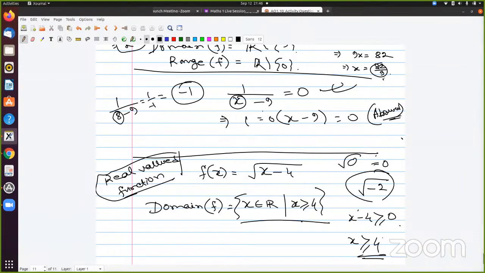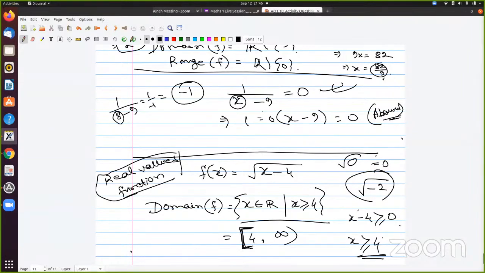Clear? And what is the other way we can write it? We can write it as 4 to infinity. The bracket at 4 is square, called closed, because we are including 4. Any doubt in this point? The domain of this function is 4 to infinity. Why is infinity open? Because infinity is not a number. This means all the real numbers which are greater than 4. Clear?